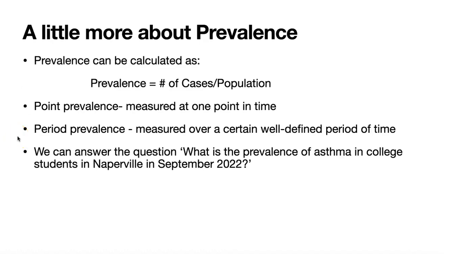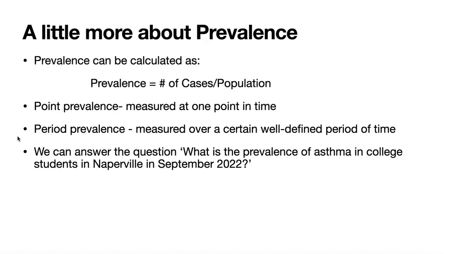How do we report on that data? Well, we can find out the prevalence of a particular disease or exposure in that population. Prevalence can be calculated as the number of cases divided by your study population. And then we have two kinds of prevalence. There's point prevalence, which is measured at one point in time, and then period prevalence, which is measured over a certain well-defined period of time.